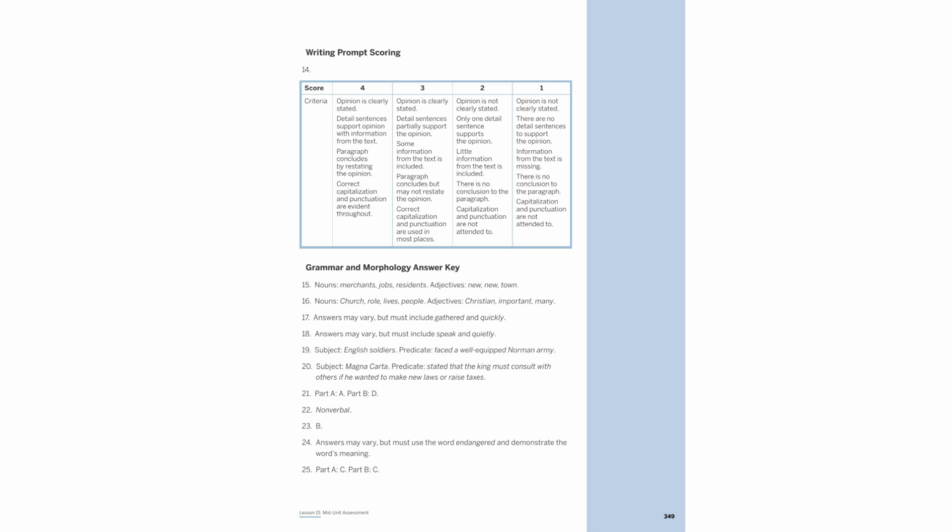In the mid-unit assessment, scoring criteria focus on clarity of opinion, supporting details, and proper capitalization and punctuation. A score of 4 requires a clearly stated opinion, detailed support from the text, and a concluding restatement. Lower scores reflect less clarity, fewer supporting details, and issues with grammar. Understanding these criteria is crucial for effective writing.